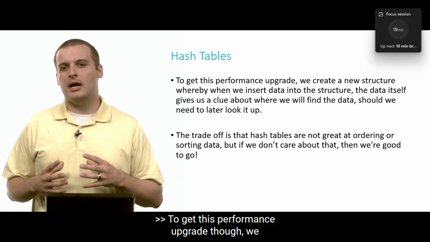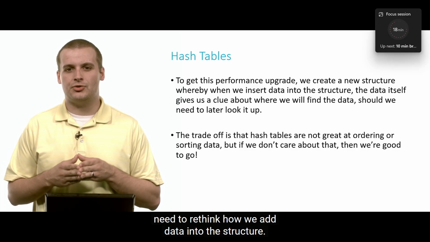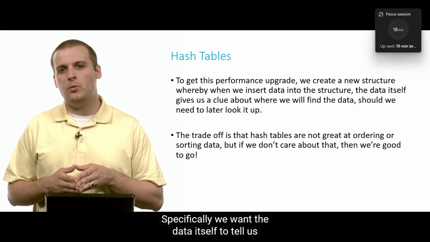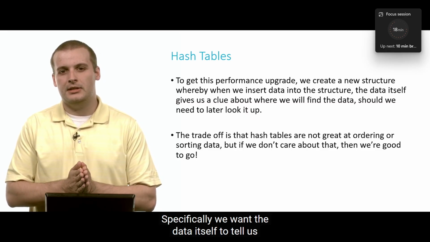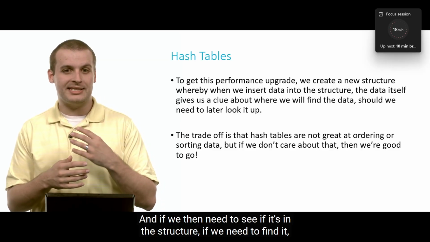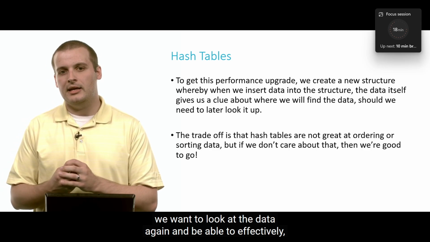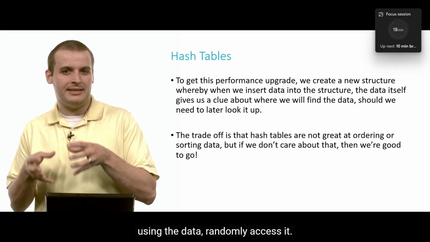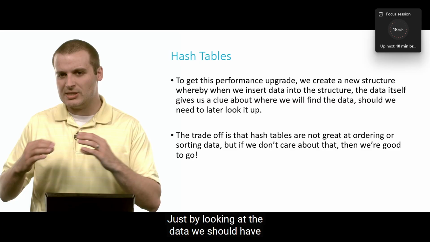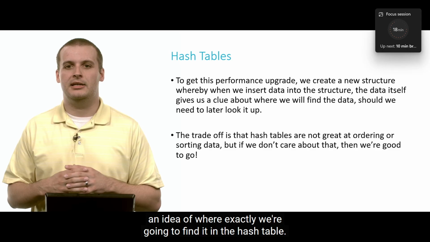To get this performance upgrade, though, we need to rethink how we add data into the structure. Specifically, we want the data itself to tell us where it should go in the structure. And if we then need to see if it's in the structure, if we need to find it, we want to look at the data again and be able to effectively, using the data, randomly access it. Just by looking at the data, we should have an idea of where exactly we're going to find it in the hash table.